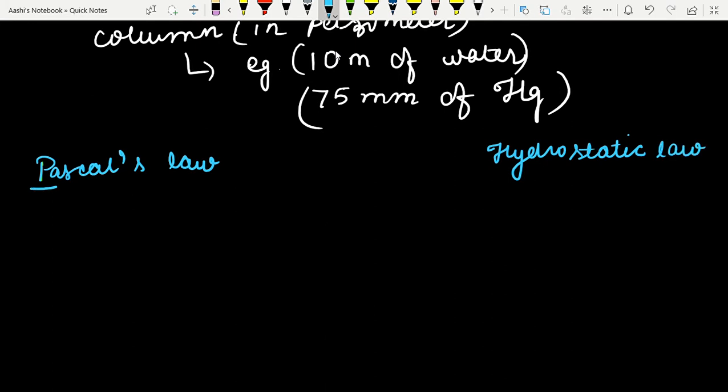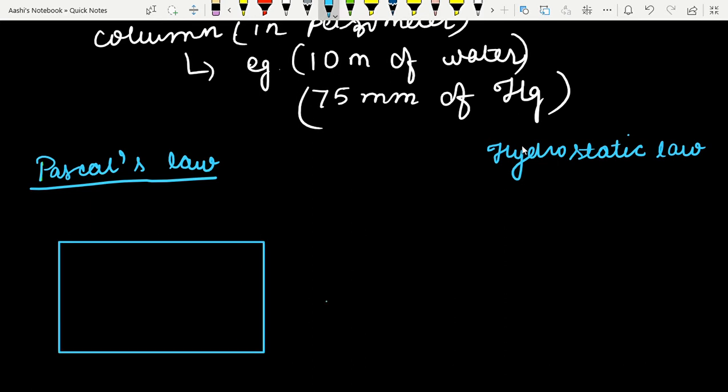What does it say? Basically, Pascal's law applies to fluids at rest. And what does it say? It says that in any fluid, suppose let's take a container. I'm not going to go into the derivation because we are basically going to discuss only the problems, but even then I am discussing some small concept at a very basic level.